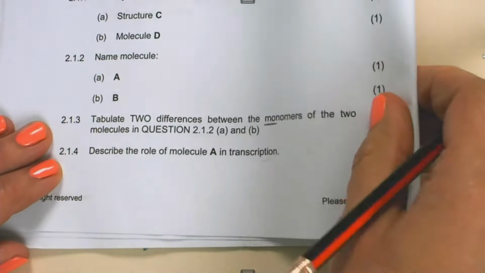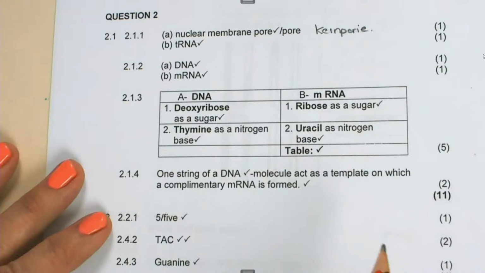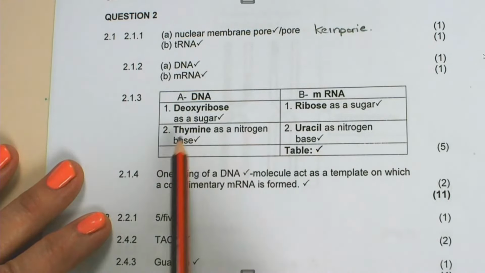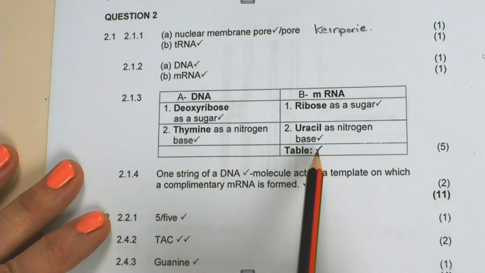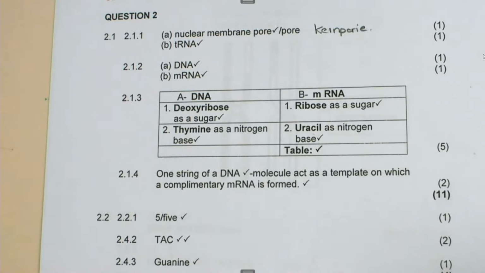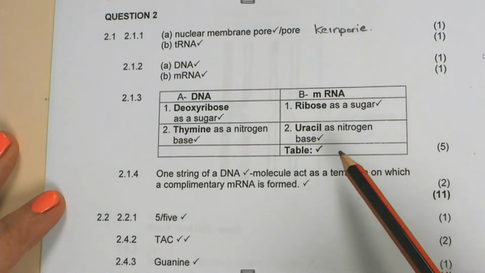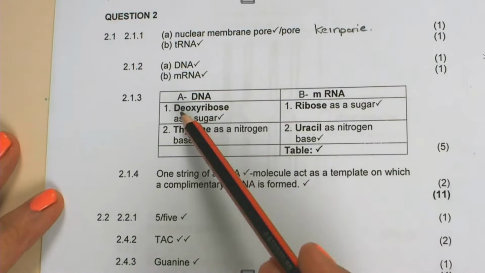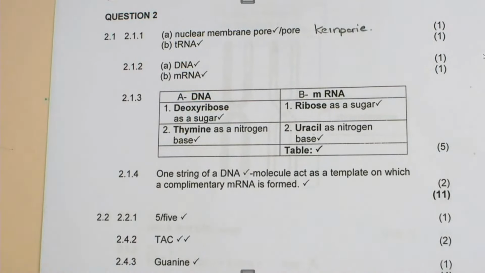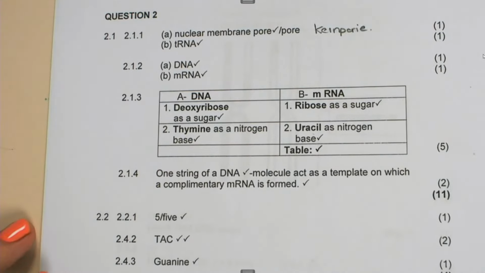So let us just look at the memo. It's only the monomers. So remember, in this case, we can only allocate marks for monomers, and then a label or mark for the table. So in this case, long and short or double helix and single strand, we are not going to allocate a mark there because we asked about the monomers, and the monomers are the deoxyribose and the nitrogen base.